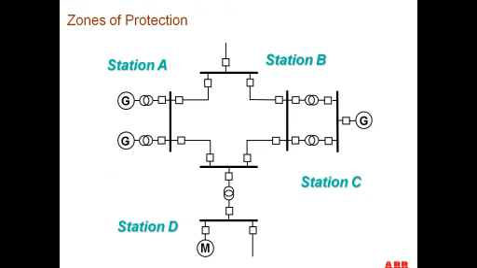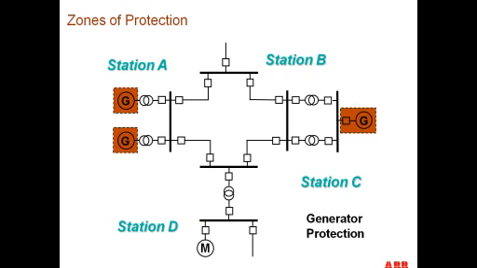Here's a picture of a 4-station system showing some generation, some transformers, some transmission lines, some buses, and some motor loads and whatnot. Now let's look at how we can protect this with zones of protection. First, we're going to have protection on the generators by themselves. And oftentimes, the protection for the generator also may include part of the step-up transformer in this protected zone.